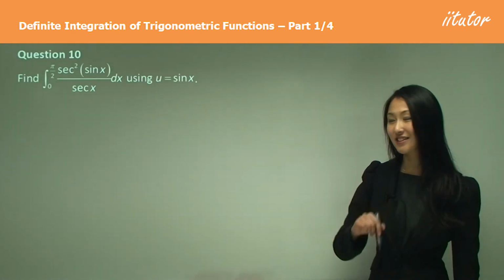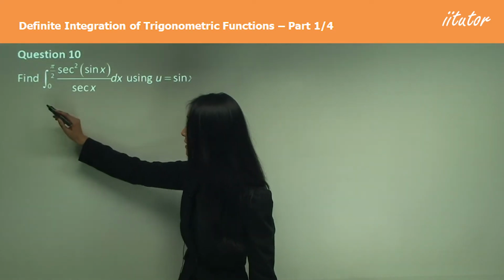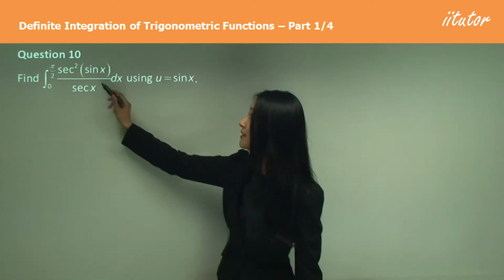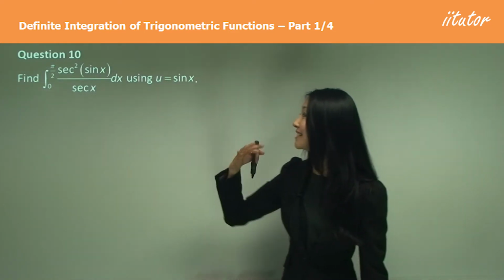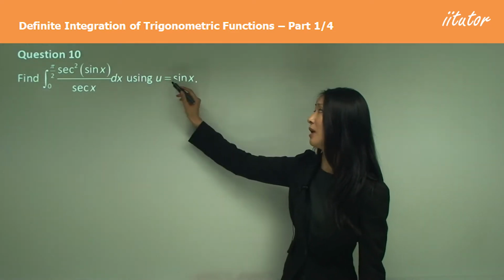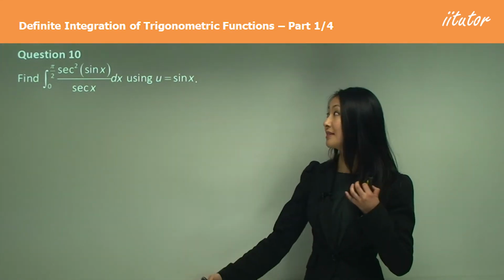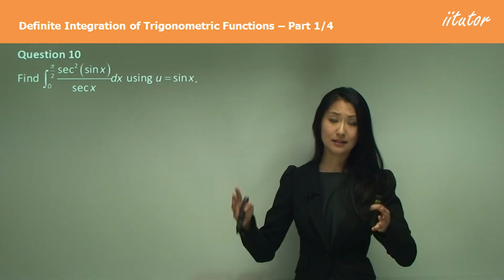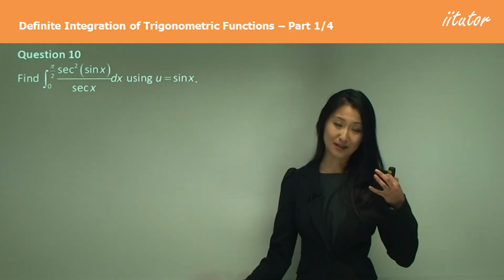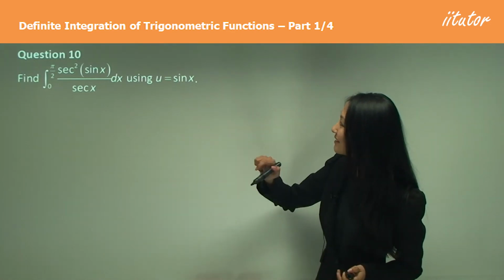So here, question 10, we want to find the integral from pi on 2 to 0 of sec squared times sine x, on sec x, and it's telling us to use u equals sine x. So straight away we know here we want to use the substitution method. On a side note, throughout this section, we won't just be using the substitution method. We'll be using a couple of different methods. All right, back to this.